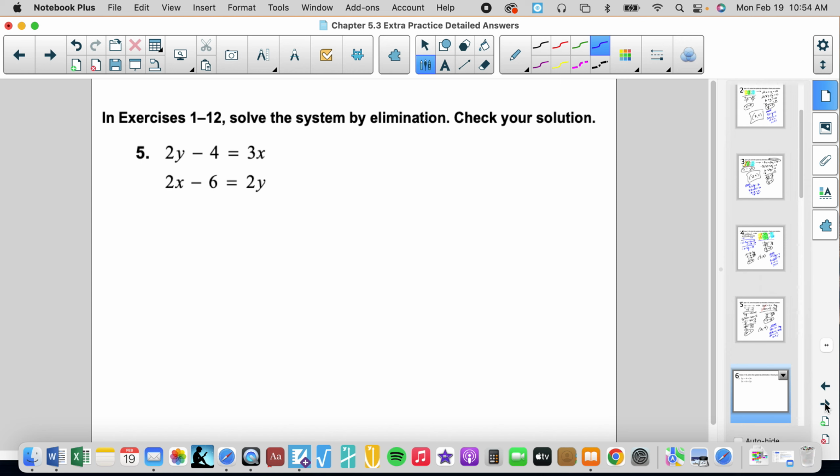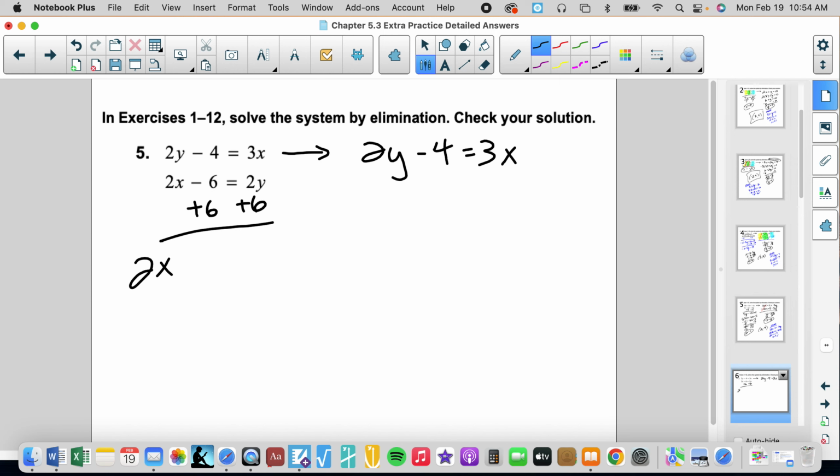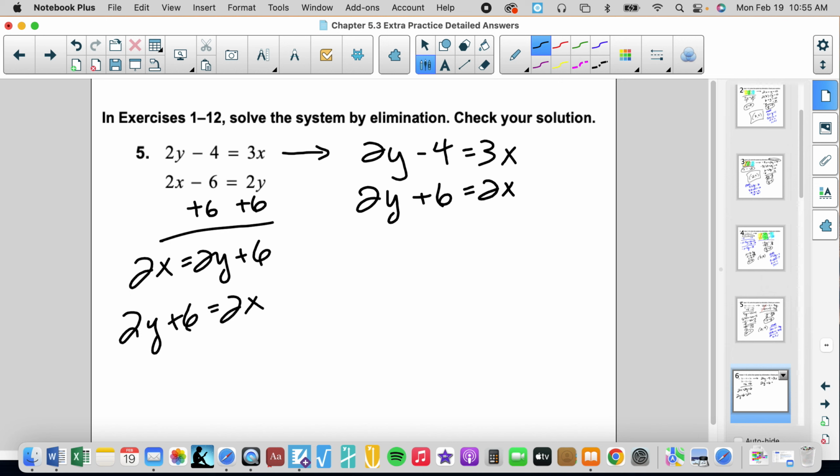Okay. I'm going to keep the top equation again, just being consistent. And I've got to make sure my bottom equation is in that same format where I have y and the constant on one side and my x on the other. So I'm going to add 6. I get 2x equals 2y plus 6. And we can rewrite that, just flip the sides, because it's an equal, moving everything to the other side. So we get 2y plus 6 equals 2x. Nothing cancels.